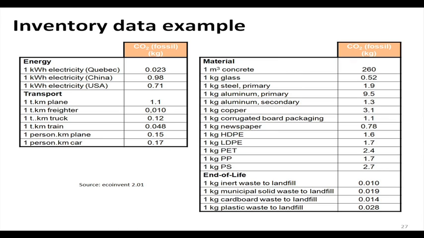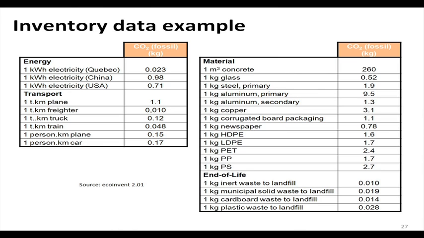Now, similarly, if you look at the transport data, they have been mentioned in ton kilometer. So the first 4 data are in ton kilometer. That's for freight, moving things around. The last 2 are for person kilometer, people traveling around. So in terms of ton kilometer, for the plane, it's around 1.1 kg.